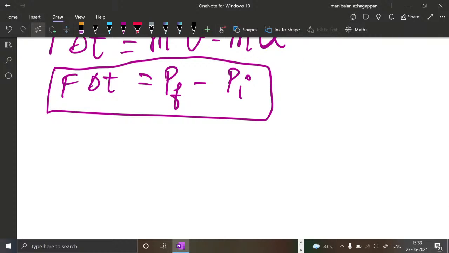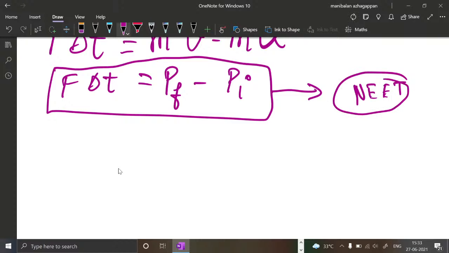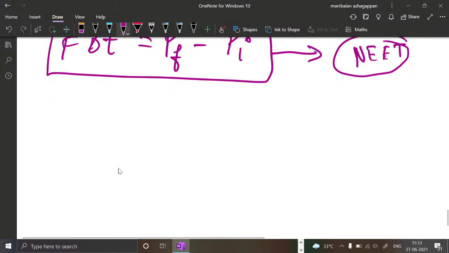Now it is called impulsive force, a huge force acting in a short time period. Based on this also, a NEET question was asked in a previous year. Okay. So what is the unit of this? Newton meter we can take it.